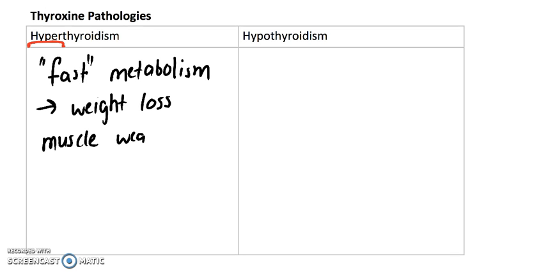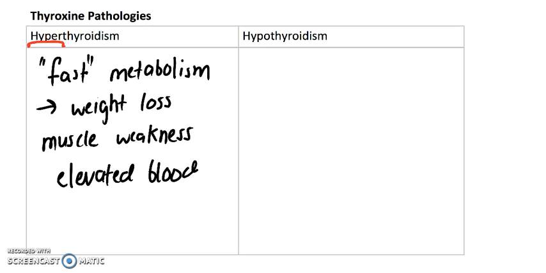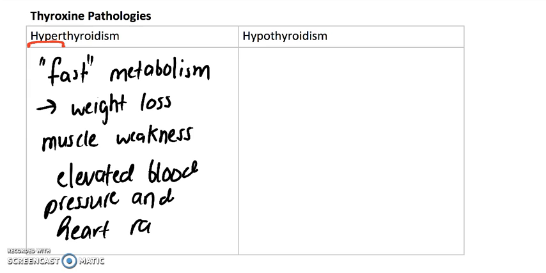In this condition, we also have muscle weakness. Again, you're breaking down your structural proteins. People with this condition could have elevated blood pressure and heart rate. So this is for hyperthyroidism.